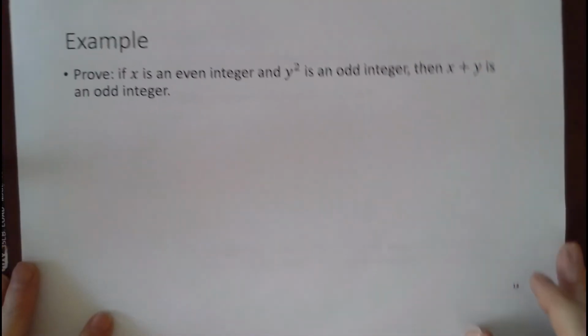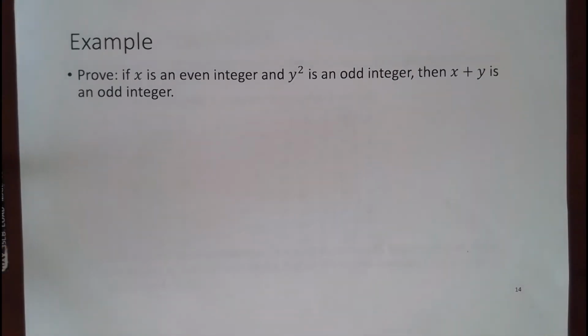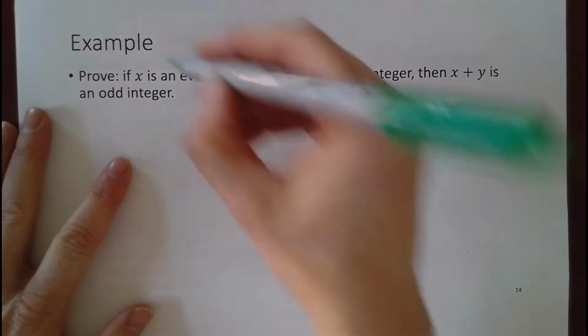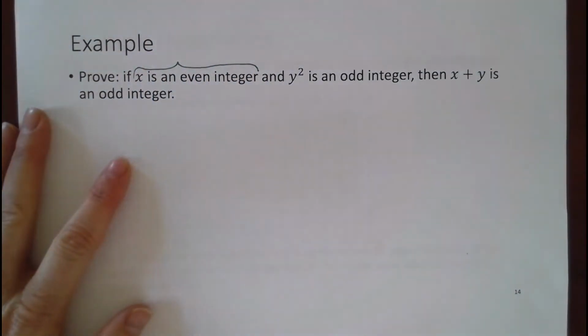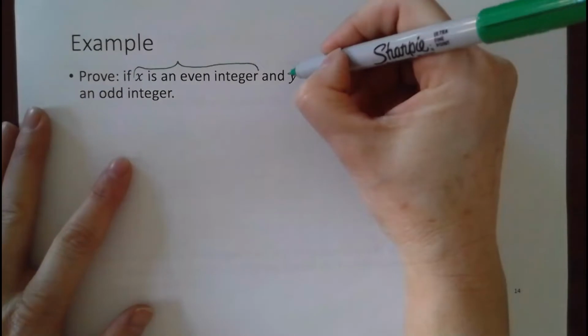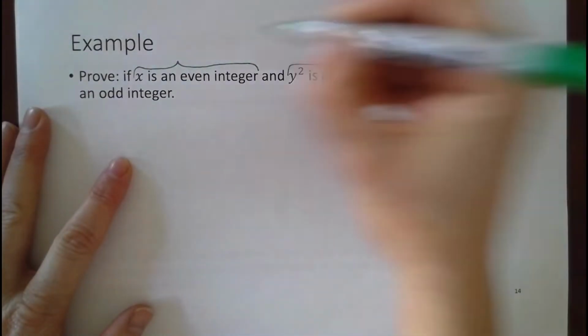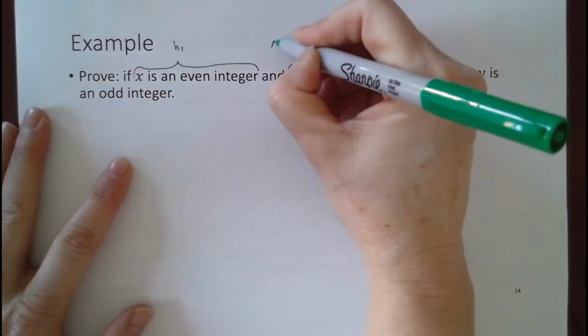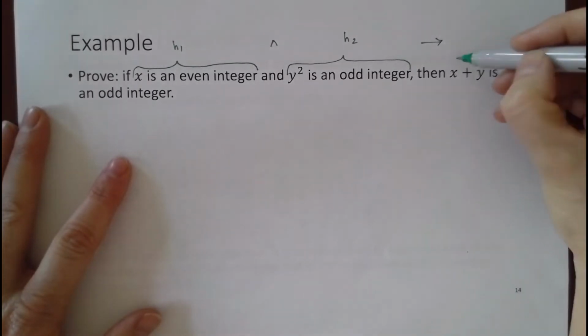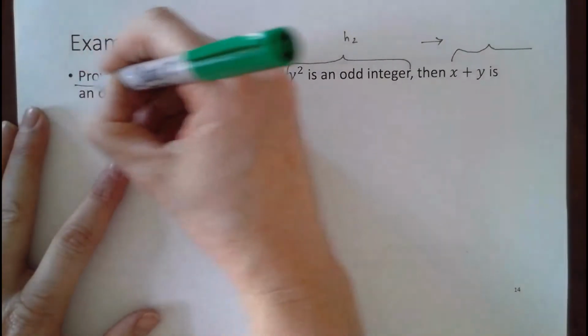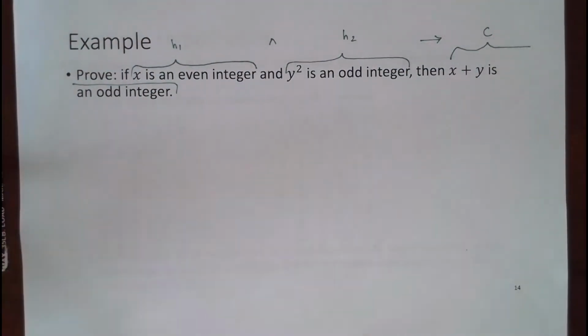Okay, so here is a good example of where we might want to apply that. Okay, so if we were to write that out, so x is an even integer. That's part of our hypothesis. And y squared is an odd integer. That's also part of our hypothesis. So this is like h1 and h2. Okay. Then x plus y is an odd integer. That's our conclusion, right? This is our conclusion.